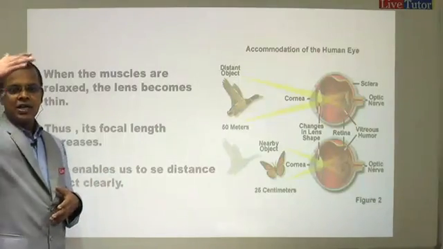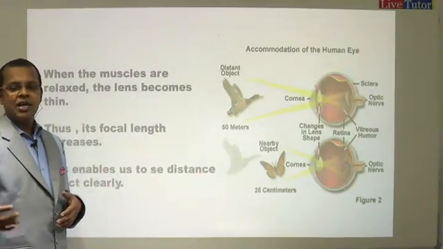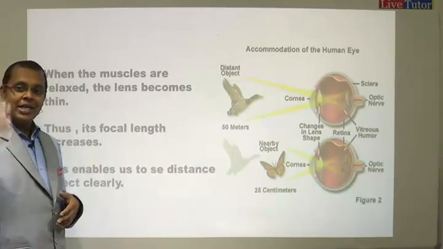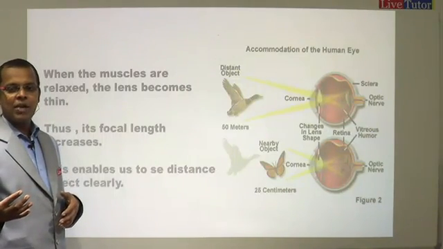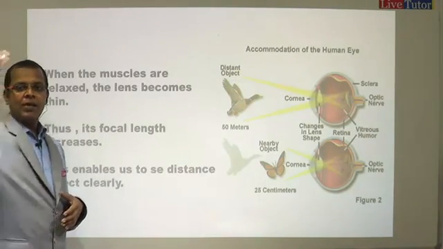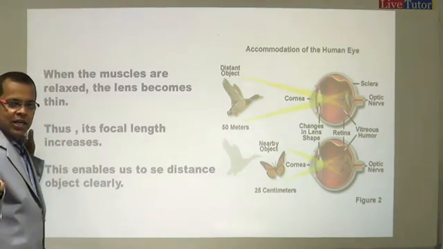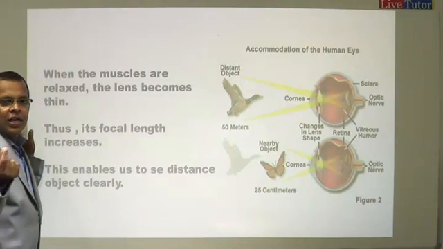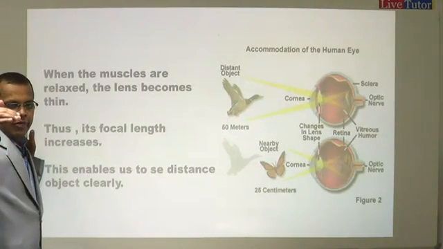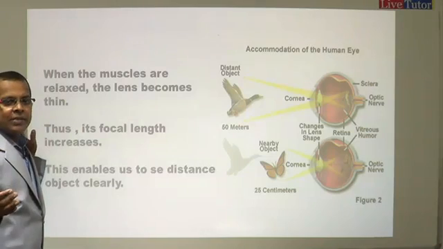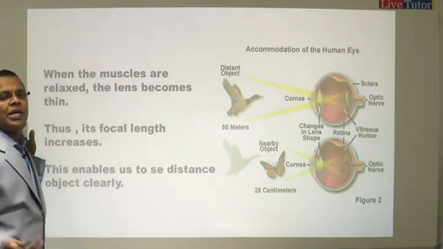That means the curvature will be increasing. You can say curvature will be decreasing. When the curvature is decreasing, what will happen? It will be like a long curve. If it is a short curve, we can say the curvature will be changing. So when the lens becomes thin, the focal length will also be increasing.